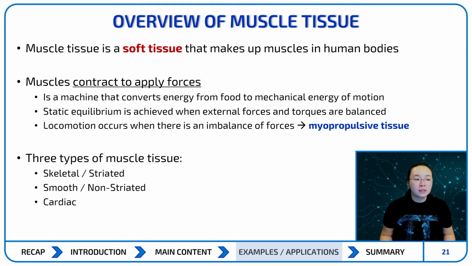What muscles do is they contract to apply forces. So we can consider them to be machines that convert energy from the food that we eat to the mechanical energy that we use for motion.